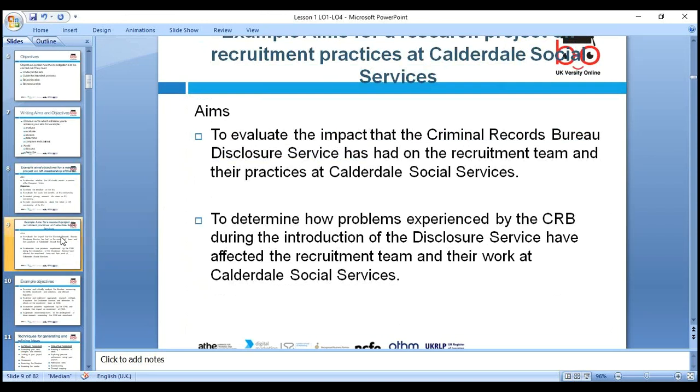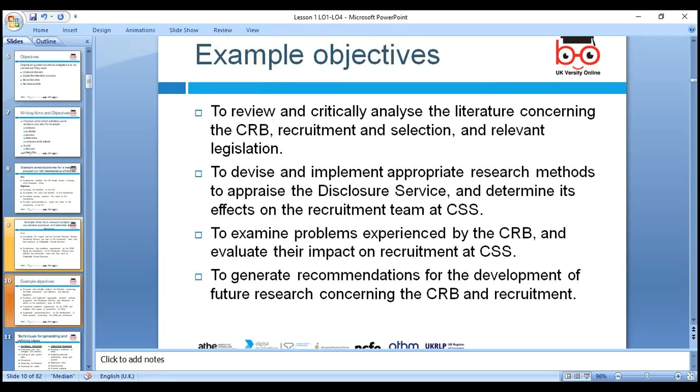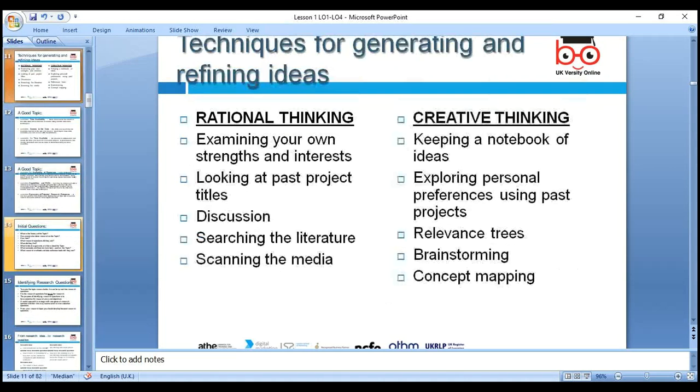Okay, another example: evaluate the impact of Criminal Record Bureau, CRB, Disclosure Services on a recruitment team and their practices at the Calderdale Social Services Task Force, to determine how the problems experienced can be addressed. So we need to find the aim, and then you set the objectives. These objectives can be to review and critically analyze the literature on CRB, and to devise and implement the appropriate research method.